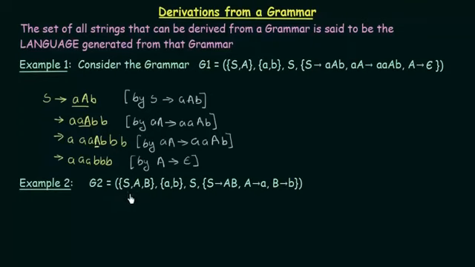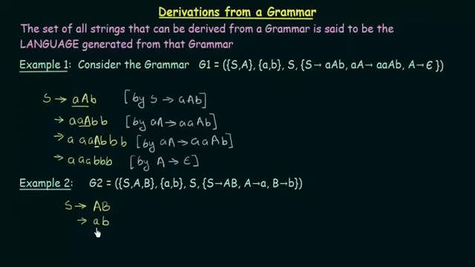S, A, B are the non-terminal symbols, and A and B are the terminal symbols. S is the start symbol, and we have production rules given like this: S gives AB, A gives small a, and B gives small b. So let us see what strings we can form from this grammar. Starting from the start symbol S, we know that S can give AB, capital A and B, and from the production rule A gives small a. So instead of this big letter A, I'll write small a here, and we also see that B gives small b. So instead of this B, I'll write small b over here.